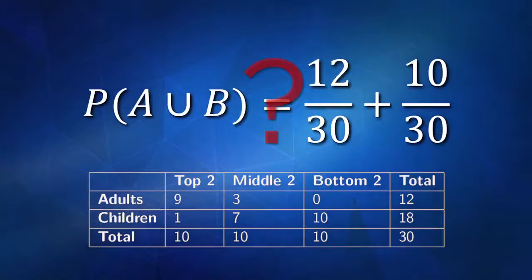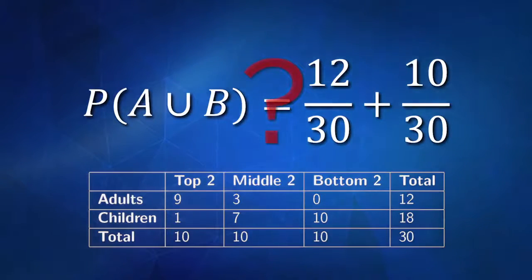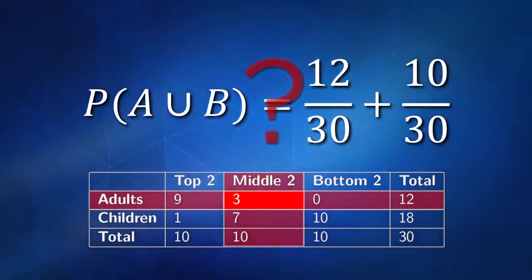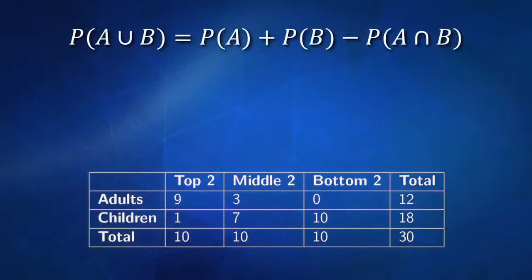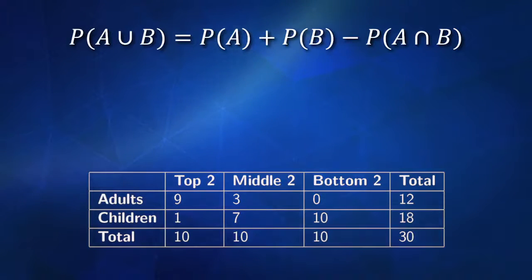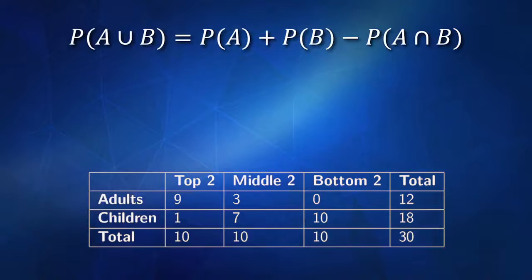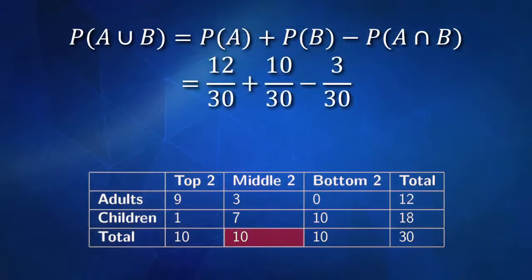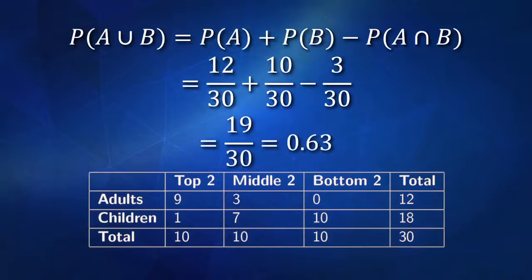But do you see a problem here? Notice that by adding the probability of A plus the probability of B, we've included their intersection twice. We need to subtract one of those back out. So the probability of A union B is equal to the probability of A plus the probability of B minus the probability of their intersection. So 12 over 30 plus 10 over 30 minus 3 over 30 gives us 0.63, or 19 over 30.